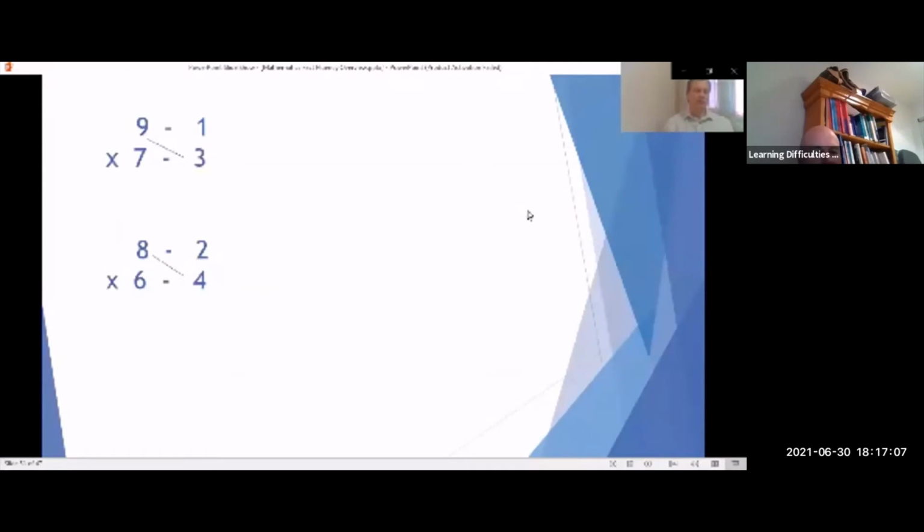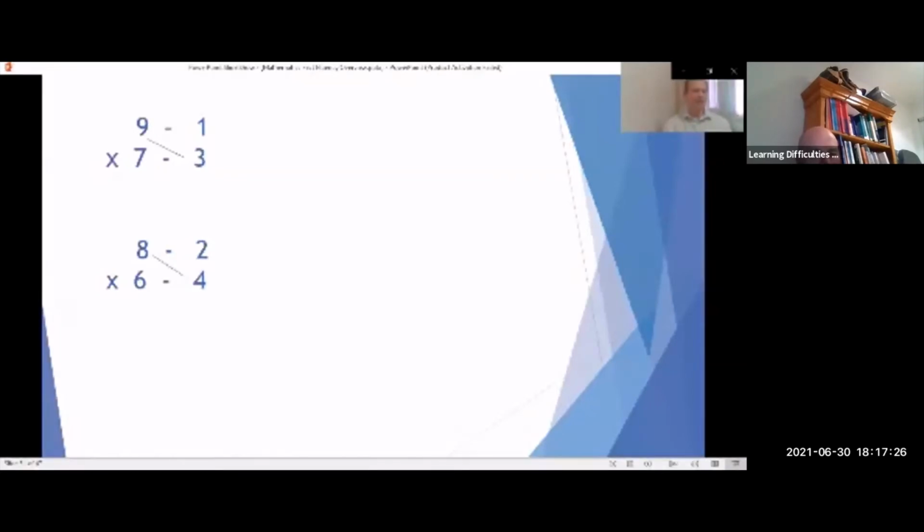In the following examples, the first one we have 9 times 7. So it's 1 more from 9 to get 10, 3 more from 7 to get 10. So we draw a diagonal between the 9 and the 3, which is 6. That will be the 10s, 60. Then we can multiply 1 times 3, which is 3, so 63.